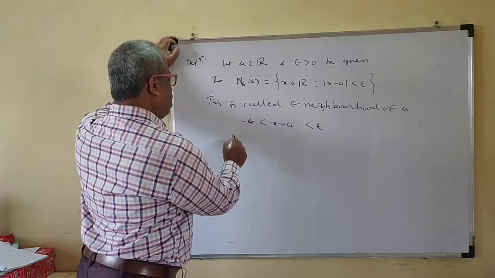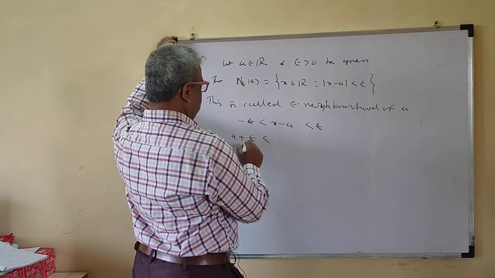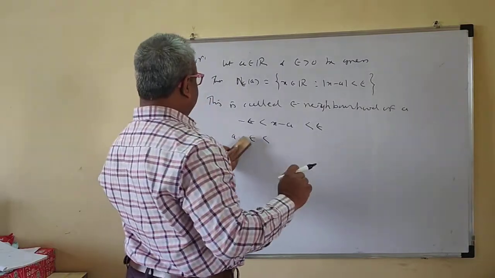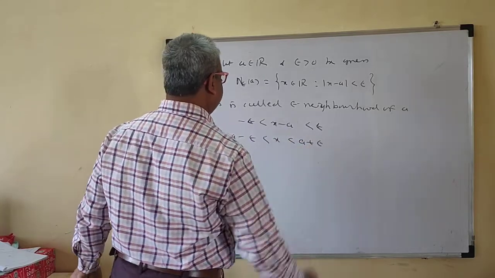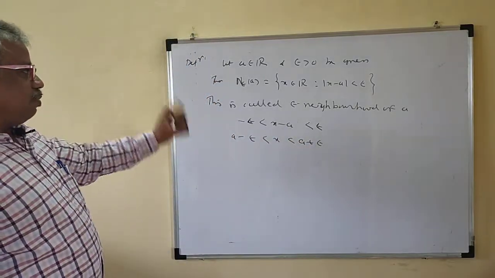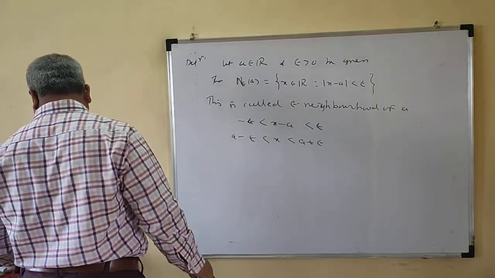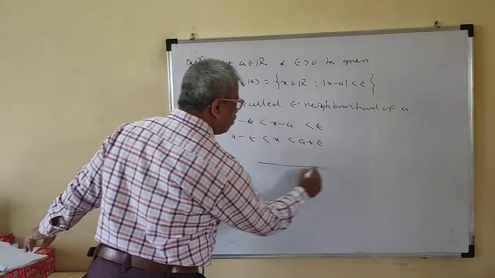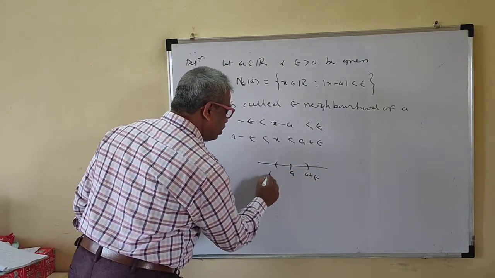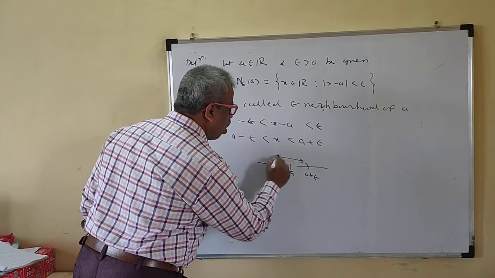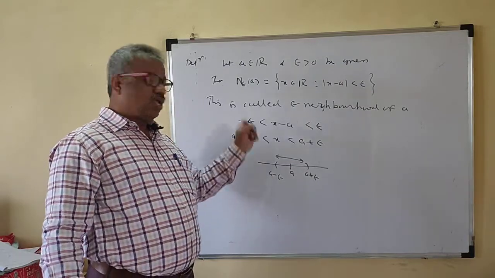So that is A minus epsilon less than x less than A plus epsilon. This is the neighborhood of A. Suppose A is here, and this is your A plus epsilon, and this is your A minus epsilon. The set of all points in this interval is nothing but the epsilon neighborhood of A.